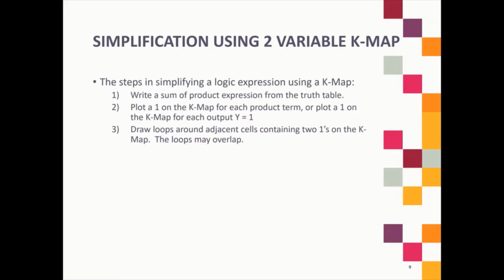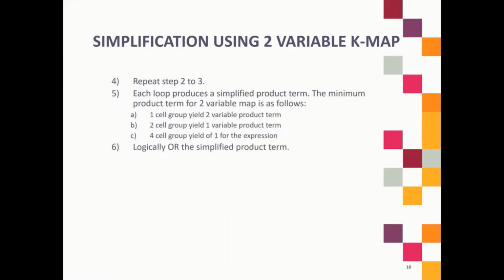So the number of adjacent cells is either 2 cells, 4 cells, 8 cells, or 16 cells. This is the only number of cells that you can loop together. Okay, the loops may overlap. Step number 4, you repeat steps 2 and 3, meaning that you still need to continue to loop the 1s, and then for each loop you produce the simplified product term.